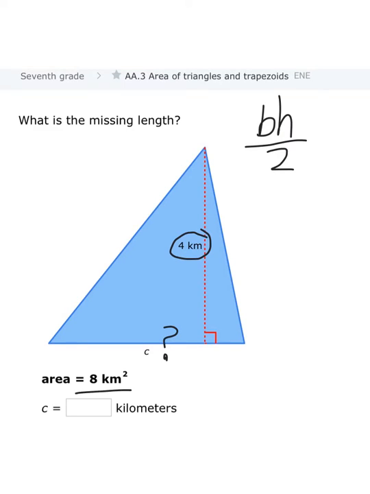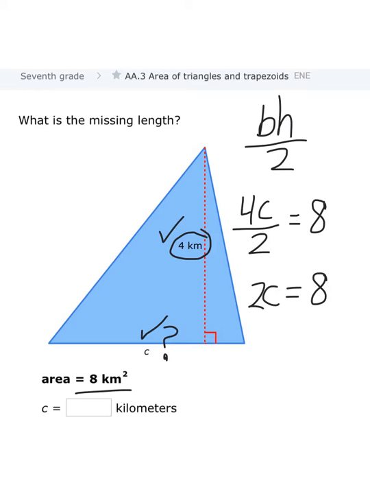We have the area, which is 8. So we have our formula, and we want to plug in what we know. So I put 4c because I have the height, and I know the base is c right now. Divided by 2 equals 8. So 4 divided by 2 is 2. So 2c equals 8. And now we have an equation. This means 2 times c, so I have to do the opposite, which is divide. I'm going to get the c all by itself. So I divide it by 2. Whatever I do on one side, I do to the other. And c equals 4.